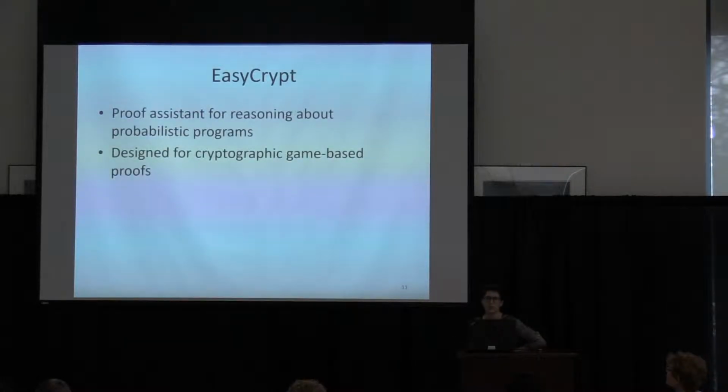We've heard a bit about EasyCrypt yesterday, but let me give a brief recap. EasyCrypt is a proof assistant for reasoning about probabilistic programs. That is, in cryptography, anything we usually consider is a probabilistic program.